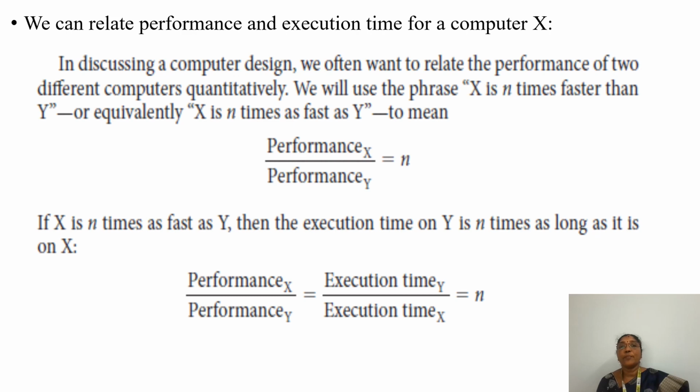How many times is one computer better than the other? That is considered here as the relative performance. So that relative performance we are going to consider as the factor n. That is, the performance of X by performance of Y is equal to n. This implies that X is n times as fast as Y, then the execution time on Y is n times as long as it is on X.